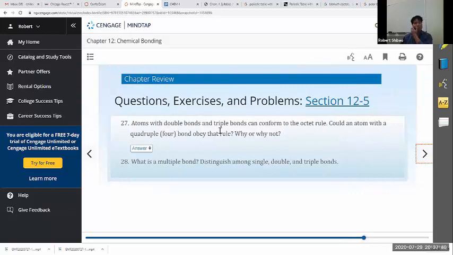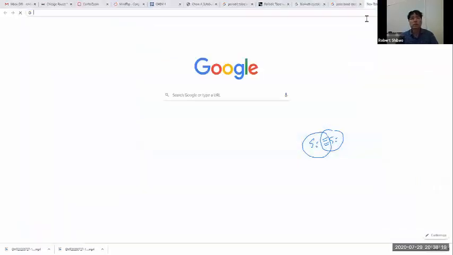Atoms with double bonds and triple bonds can conform to the octet rule. Could an atom with a quadruple bond obey the rule? Yeah, an atom with a quadruple bond could, if that was the only thing that was there. And so let's say if I had something like this, a quadruple bond, then this could obey the octet. There would be 8 electrons on that silicon and 8 electrons on this silicon here. And that would be okay. So quadruple bonds, technically, yeah. In fact, quadruple bonds aren't common.